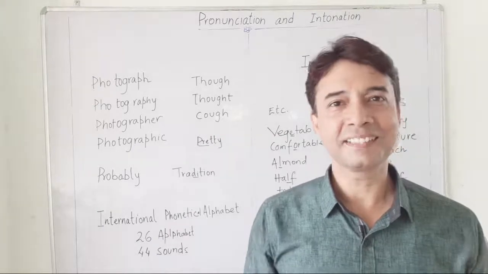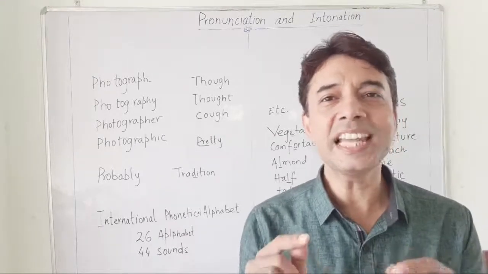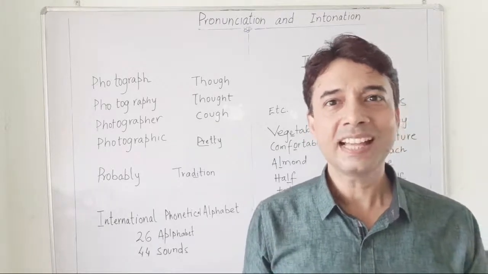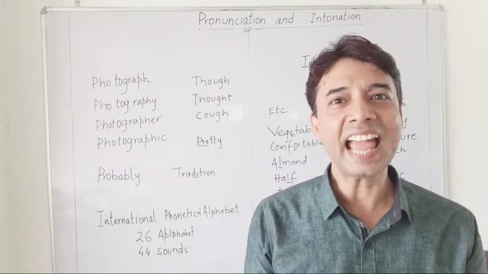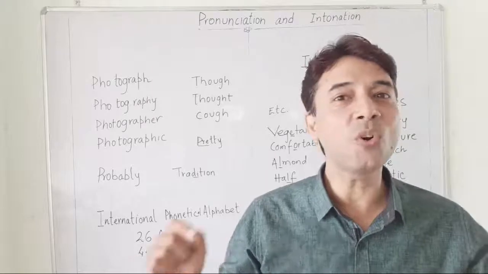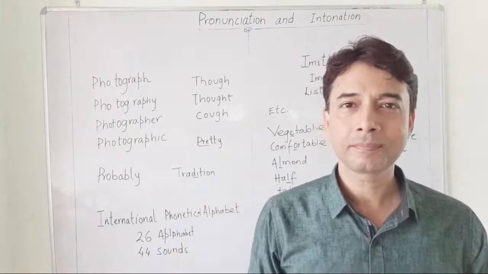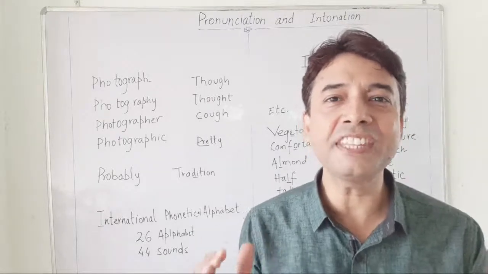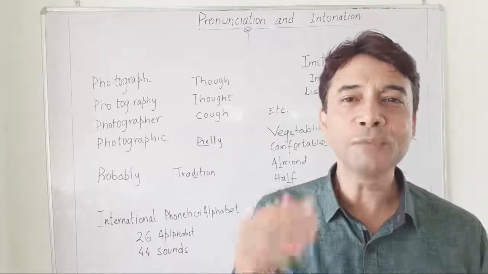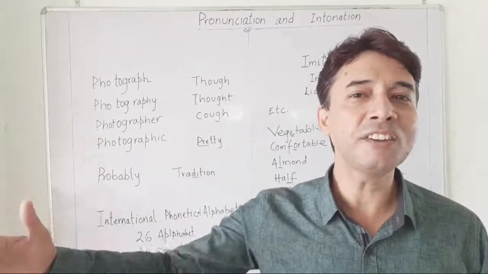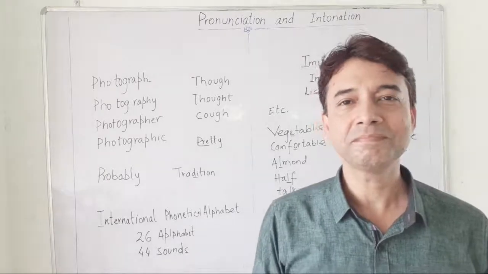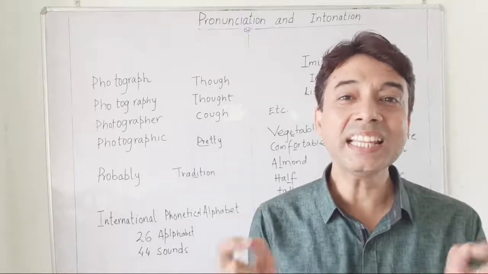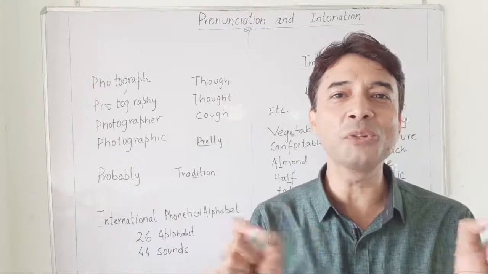Then what is accent? Accent is related to the area, like British accent, American accent, Indian accent, and different accents according to the region and country. Let me tell you, accent varies every 50 kilometers. If you move 50 kilometers, you will find a different accent. Accent is basically created by the stress on different parts of the word.